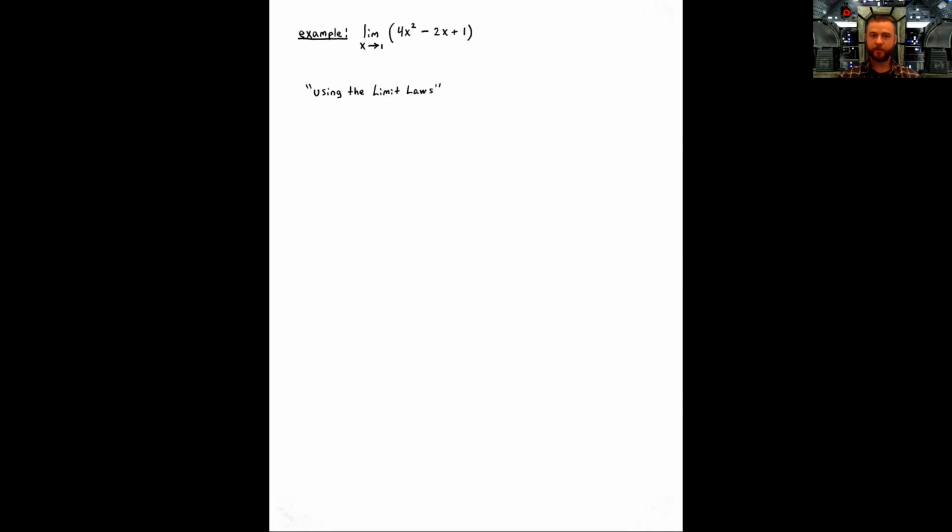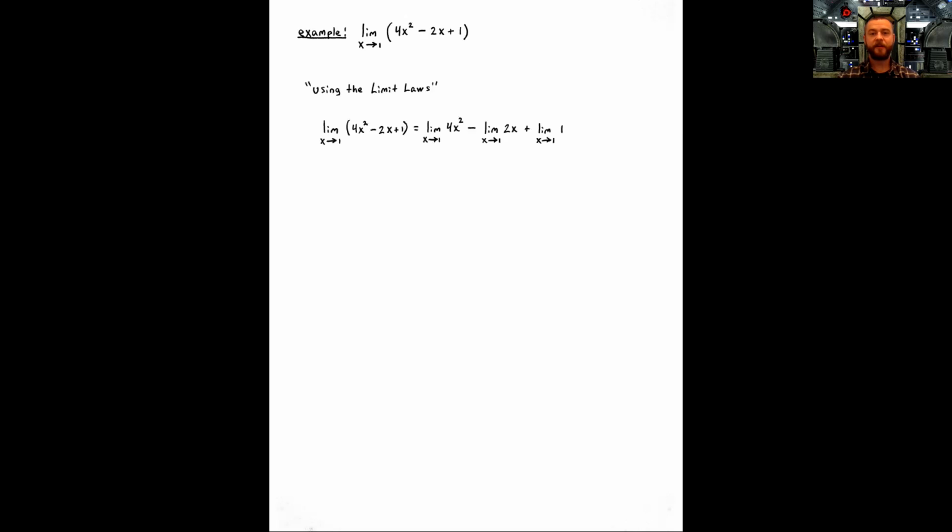All right, so let's try to apply the limit laws. Here we have a complicated function. I would say this is actually not complicated, but to see how the limit laws are applied, let's consider this to be a complicated limit for a complicated function.